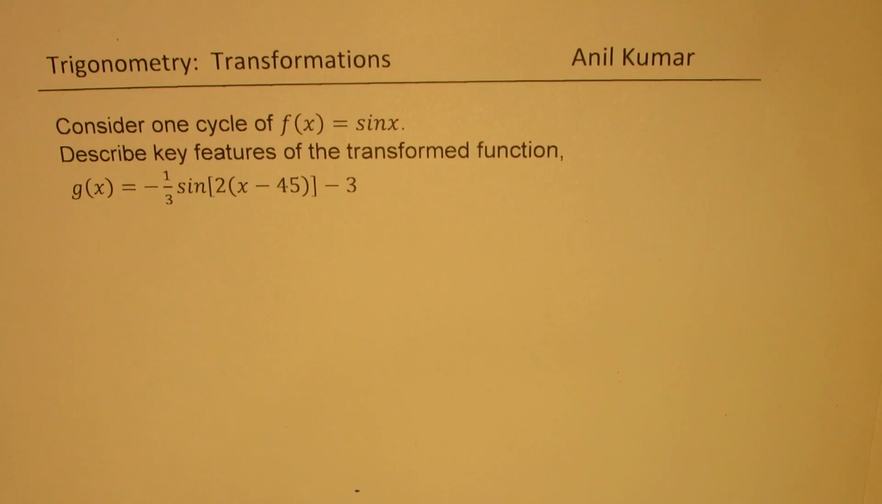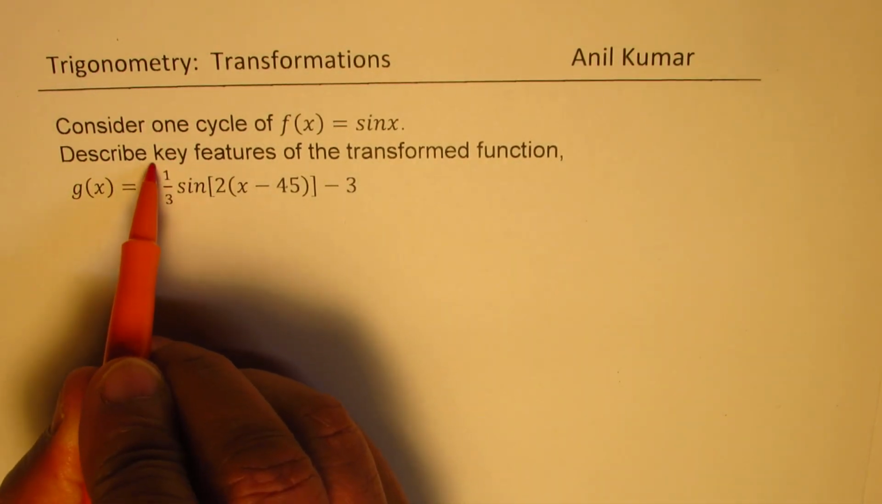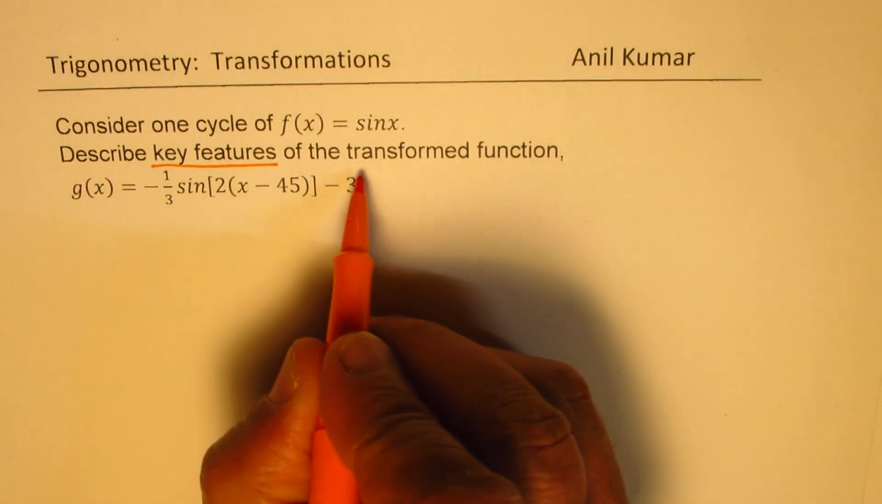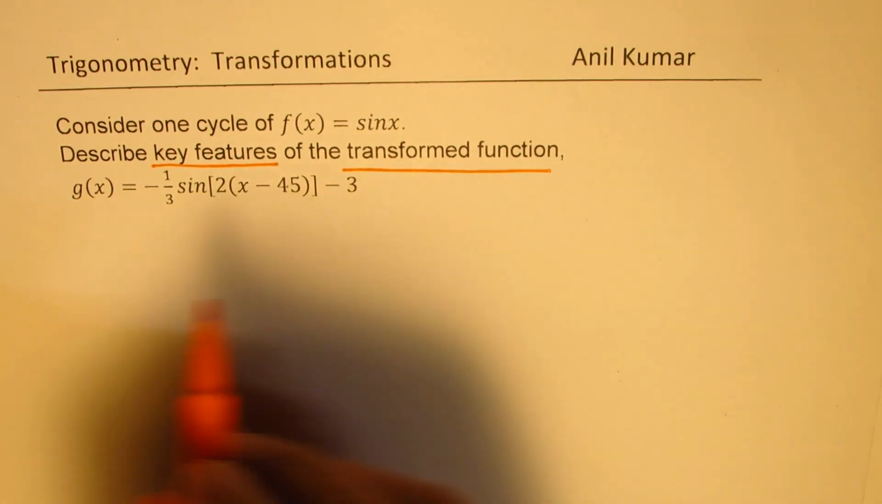Now, the important thing to understand here is to describe key features. What are the key features which we need to describe? Well, amplitude, phase shift, time period, domain and range. These are the 5 key features which we have to describe of the transformed function, correct? Now, with that in mind, let's start first describing the transformed function itself.